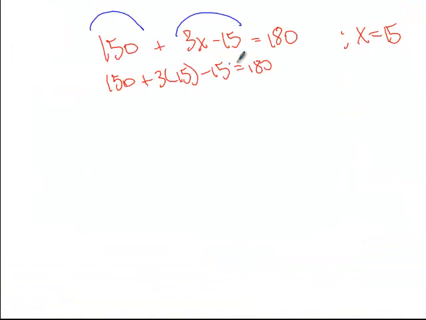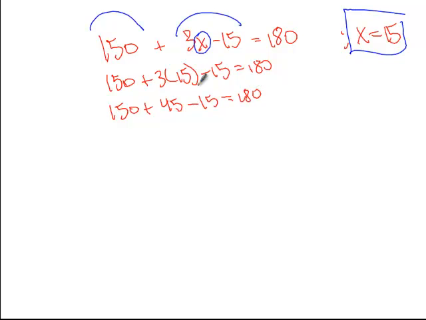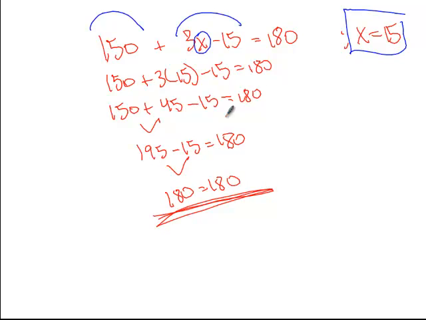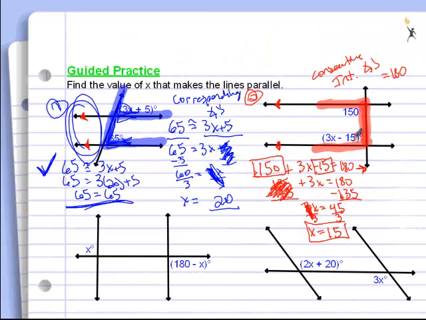Let's go back. I substituted in 15 for my x, and now I'm going to try and solve it. 150 plus 3 times 15 is 45, minus 15 equals 180. Solve it using the order of operations. 150 plus 45 gives me 195. 195 minus 15 is 180. I proved that that angle plus that angle, when x equals 15, is supplementary. Since I proved those two angles were supplementary, I proved that the lines were parallel.